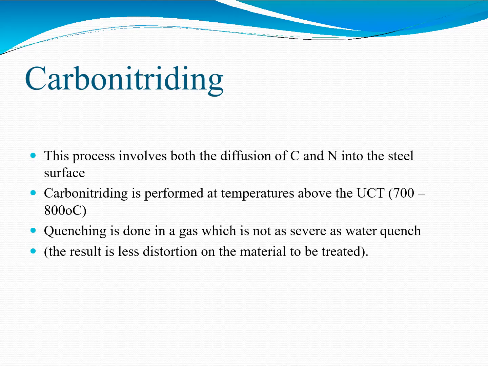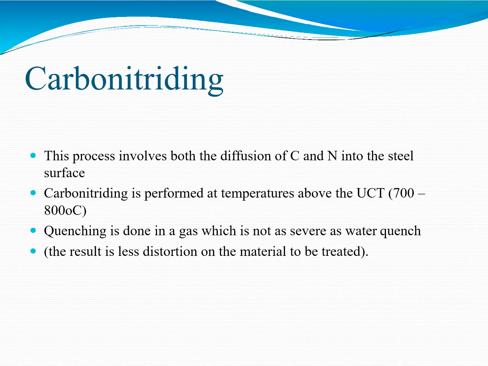Carbonitriding. So this process involves both the diffusion of carbon and nitrogen into the steel surface. Basically, this process is nothing but a diffusion.